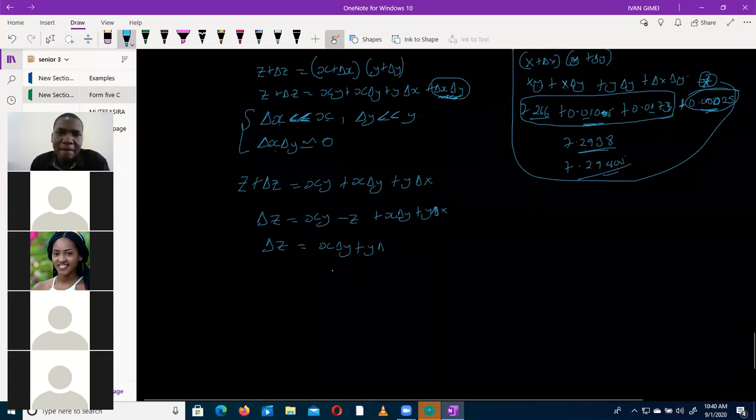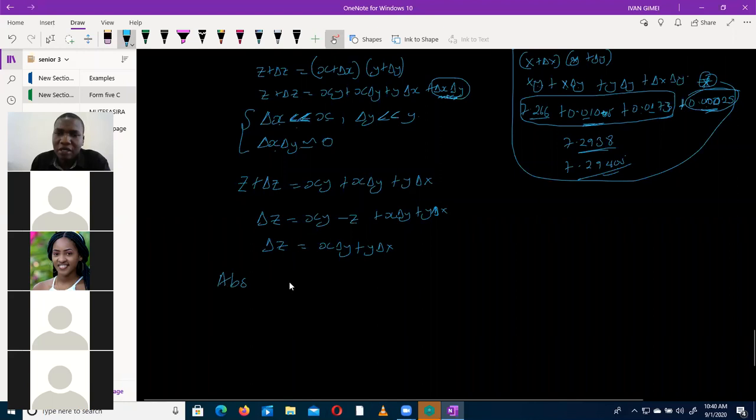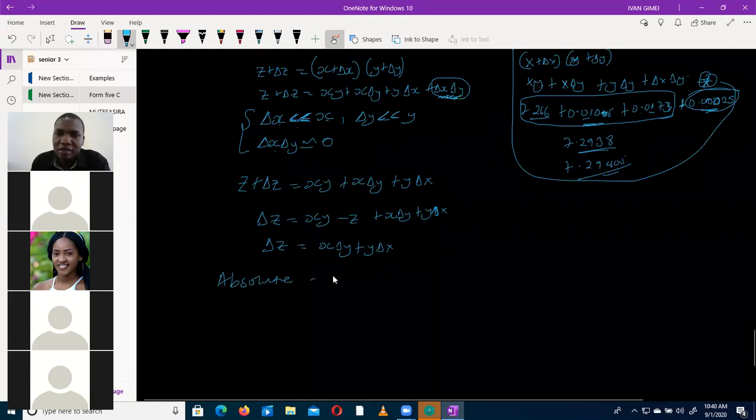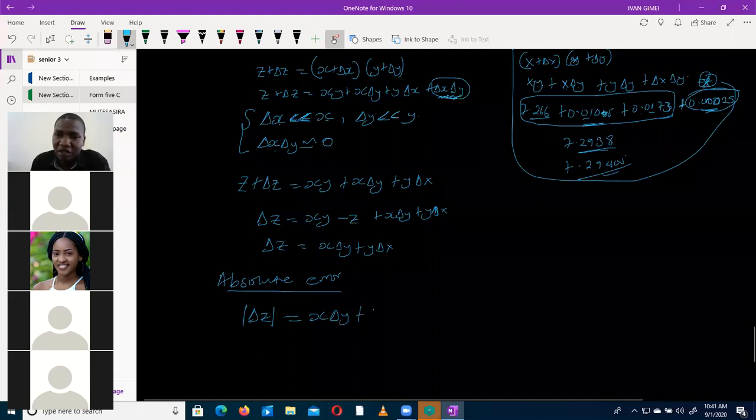This is the error. But always we're interested in the absolute error. What will be the absolute error? We introduce the modulus. So it is x error in y plus y error in x. They swap. The approximate value of x goes with the error in y. So my absolute error modulus will be equivalent to, I first introduce modulus on both. This step, I think we're now getting used to it. That is the absolute error in Z.